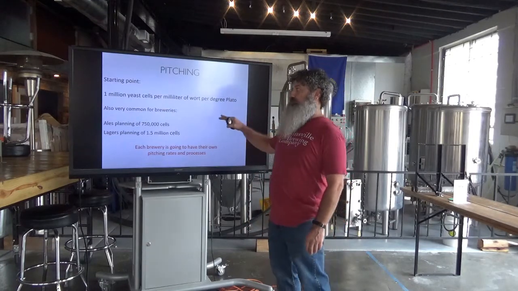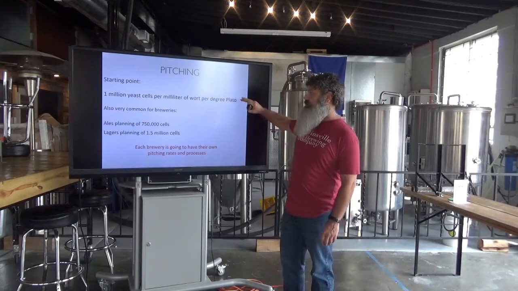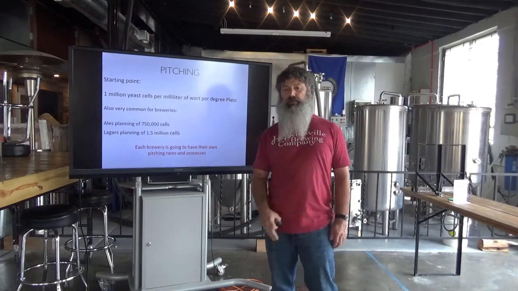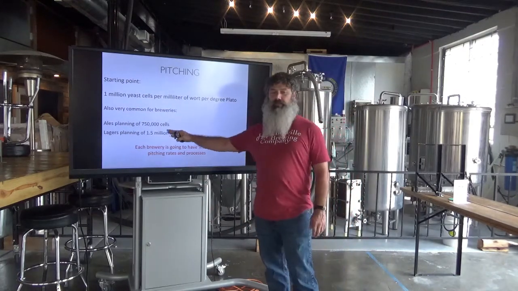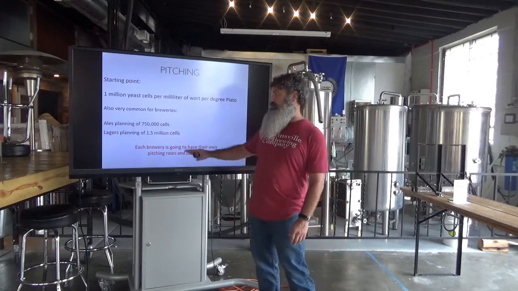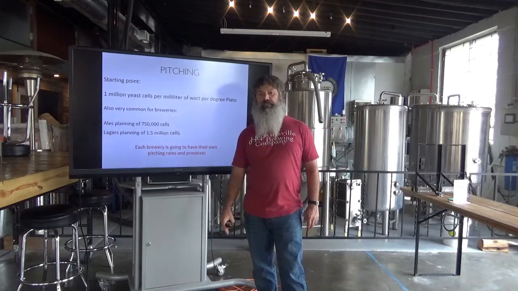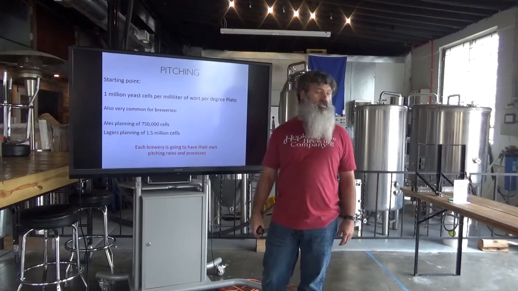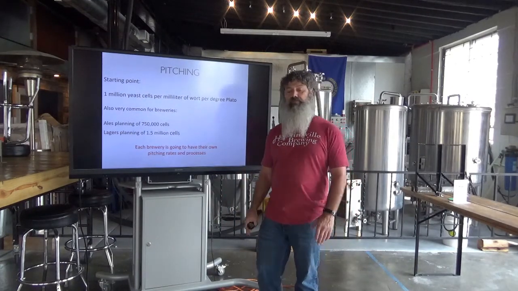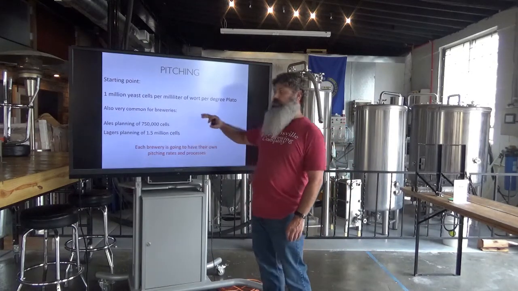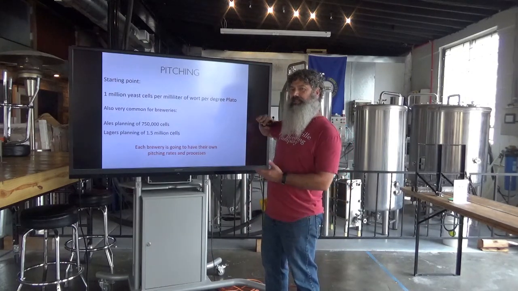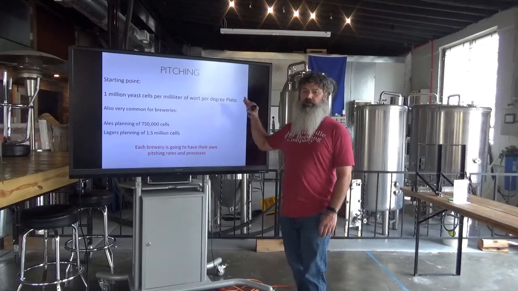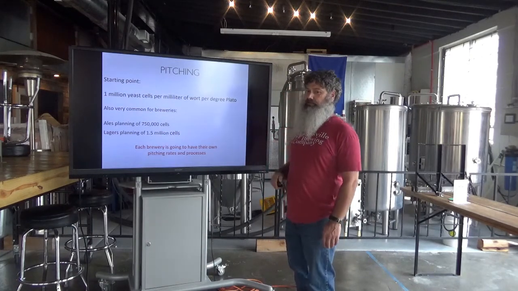Okay, so pitching. Here's the starting point. Start with 1 million yeast cells per milliliter of wort per degree of Plato. You'll see some breweries have their yeast program really dialed in. For ales, they'll use 750,000 yeast cells, and for lagers, because it's colder, because it needs more yeast, they'll start with 1.5 million yeast cells. But as a playing factor, and to kind of teach you this, we'll keep it simple with 1 million yeast cells per milliliter of wort per degree of Plato.